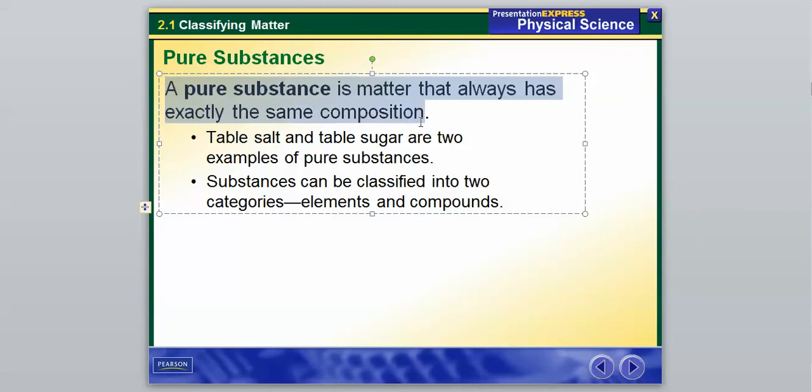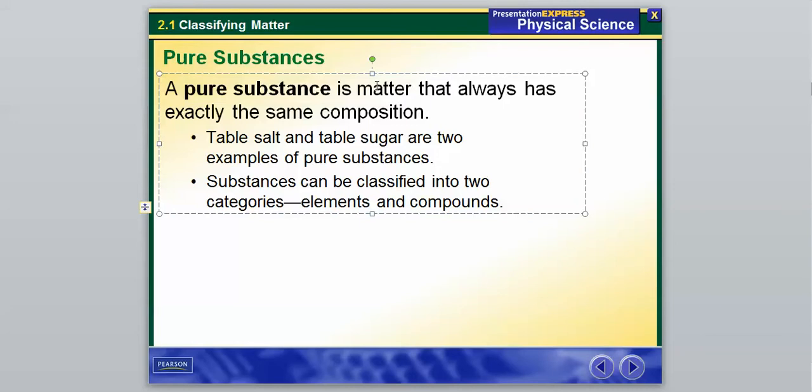is that a pure substance is matter that always has exactly the same composition. It is something that takes up space that, when we look at it, is exactly the same all the way through. The examples they give us are table salt and table sugar, which are both pure substances. If we sent table salt and table sugar into a lab to have them analyzed, they're going to have the exact same composition all the way through. That's what it means to be a pure substance. It's a piece of matter that always has the exact same composition. There are no discrepancies between two samples that fall within the same lot.